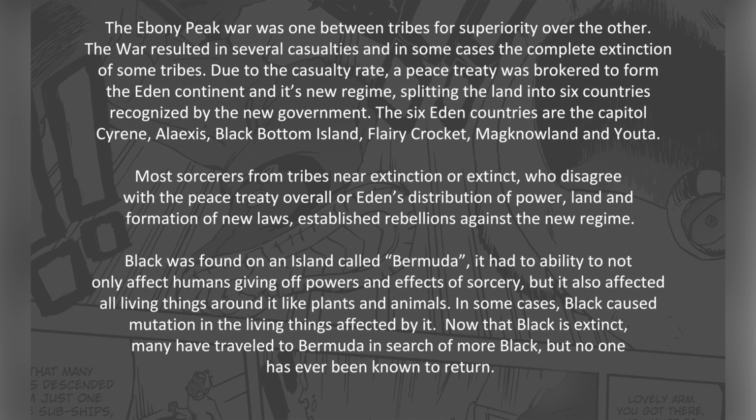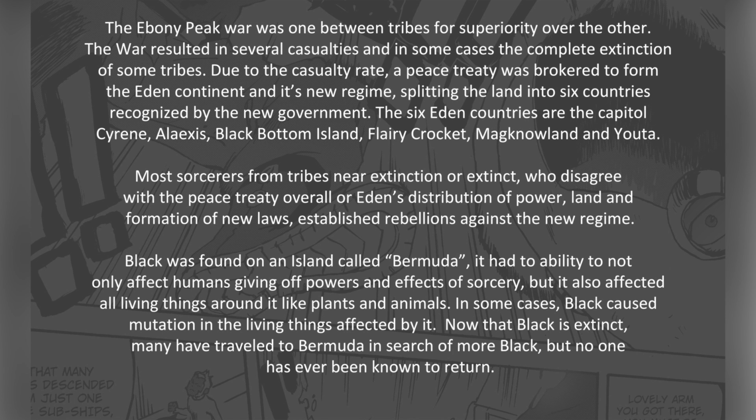Due to the high casualty rate, a peace treaty was brokered to form the Eden continent and its new regime, splitting the land into 6 countries recognized by the new government. The 6 Eden countries are the capital, Siren, Alexis, Black Bottom Islands, where our characters reside, Flurry Crockett, Magnoland, and Utah. Most sorcerers from tribes near extinction or extinct who disagreed with the new treaty overall, or Eden's distribution of the power, land, and the new laws, formed rebellions against the new regime.